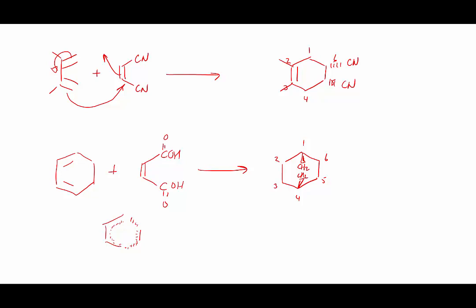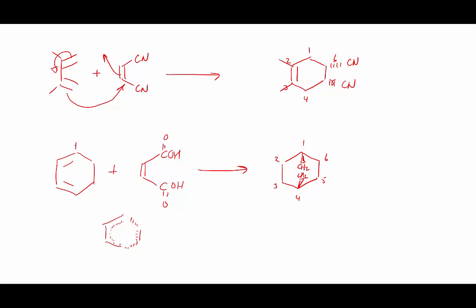Somebody asked, why is it not on the first product though? Because there's no cyclic diene. If the molecule was like this, then there would be a bridge. But it's non-cyclic, and so there's no bridge. There's only a bridge if it's cyclic.